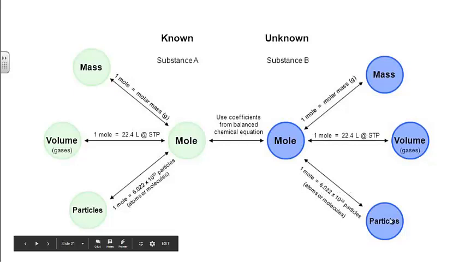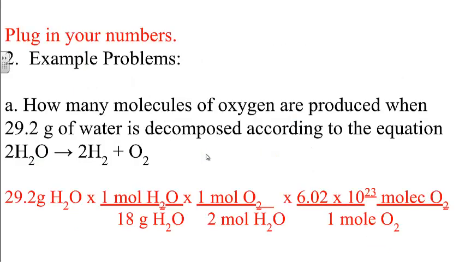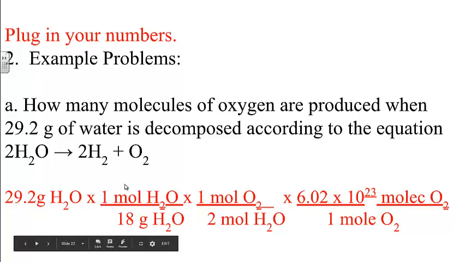And Avogadro's number for the number of particles. So it was always 1 mole before. It's 1 here, particles for volume, for mass. But when I go mole to mole, that's where I want to make sure that I'm using those coefficients from the balanced chemical equation. So here's an example. Here's gram to mole. It's 1 mole. My GFM for water is 18. That comes from hydrogen and oxygen. So 1 times 2 plus 16 is 18.